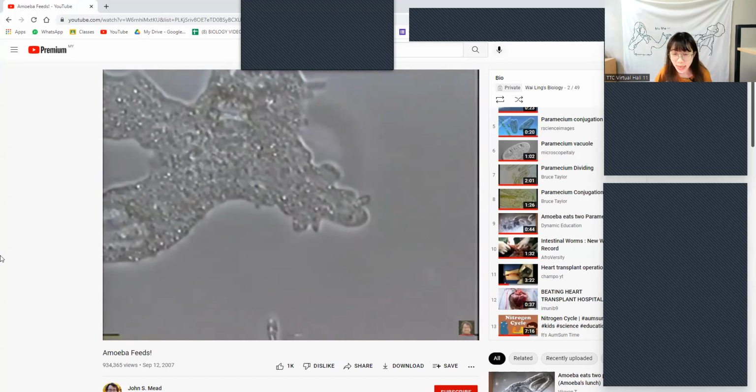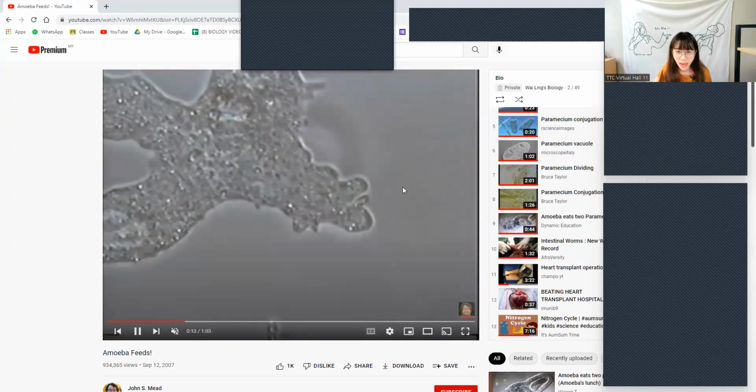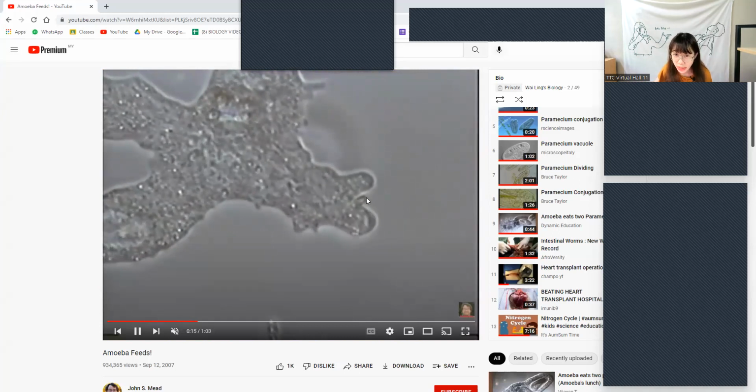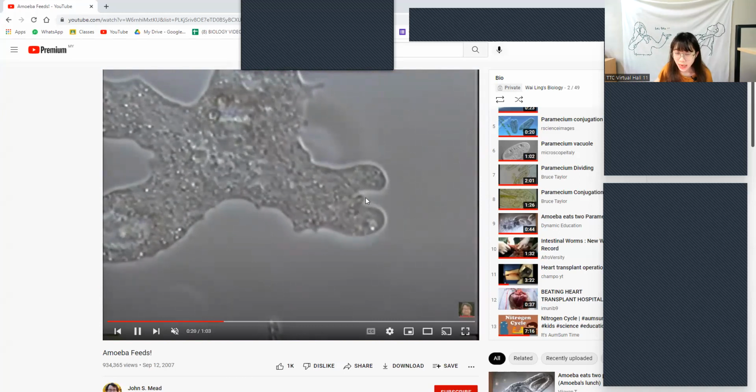You can see that they are extending their hands. We call this pseudopodium. This is the hand area, extending their hand. They will engulf the food. This is the bacteria, actually. The bacteria is over here. They will extend, and then they engulf.